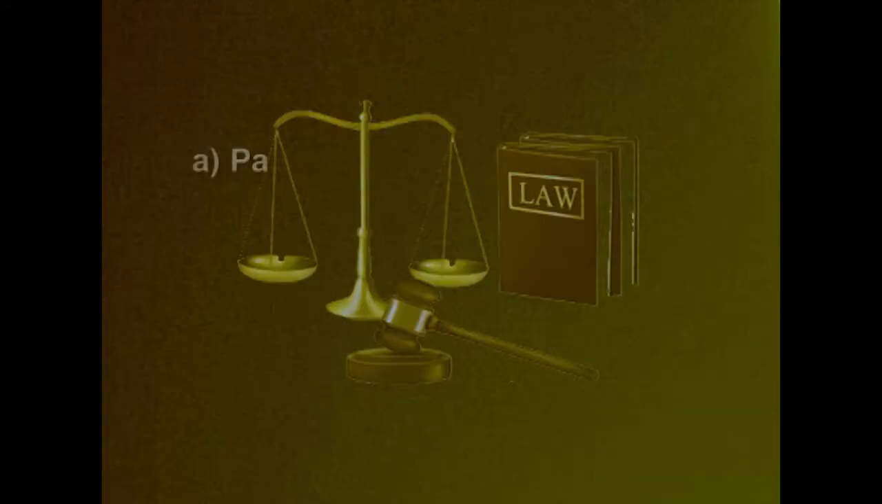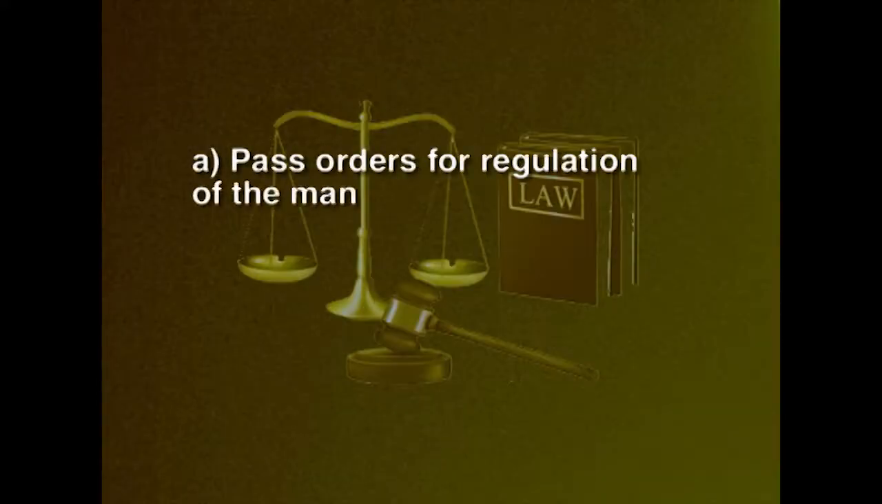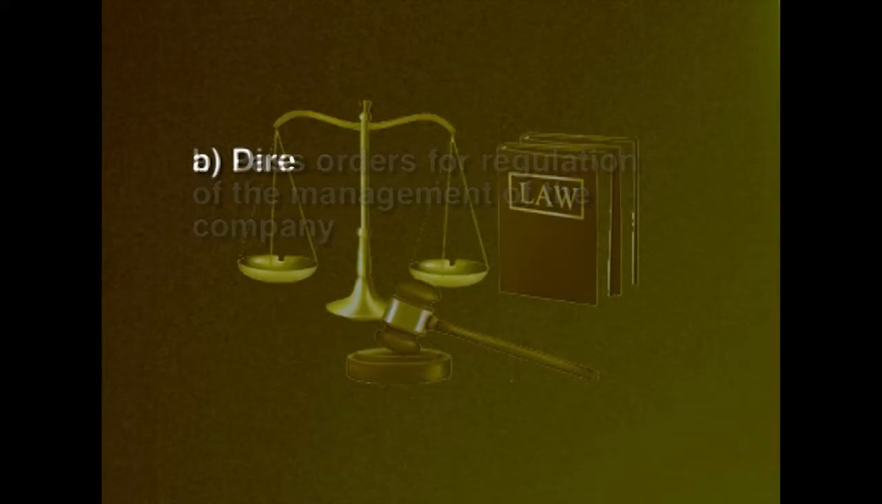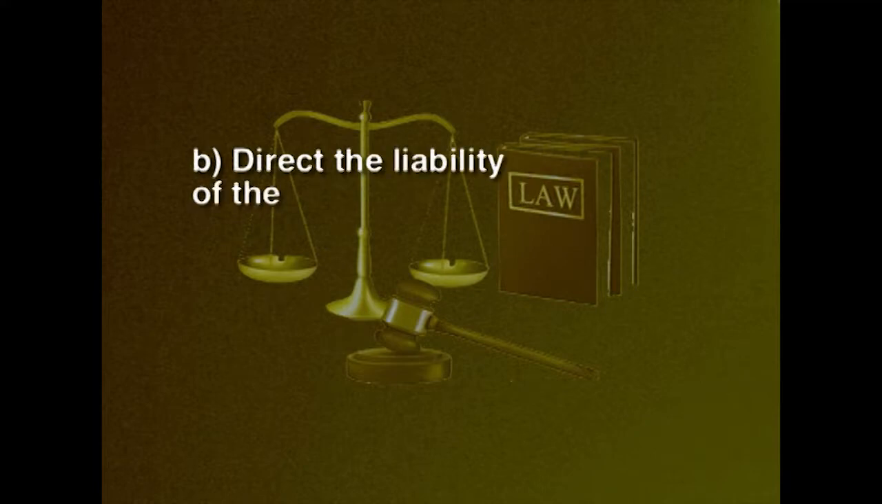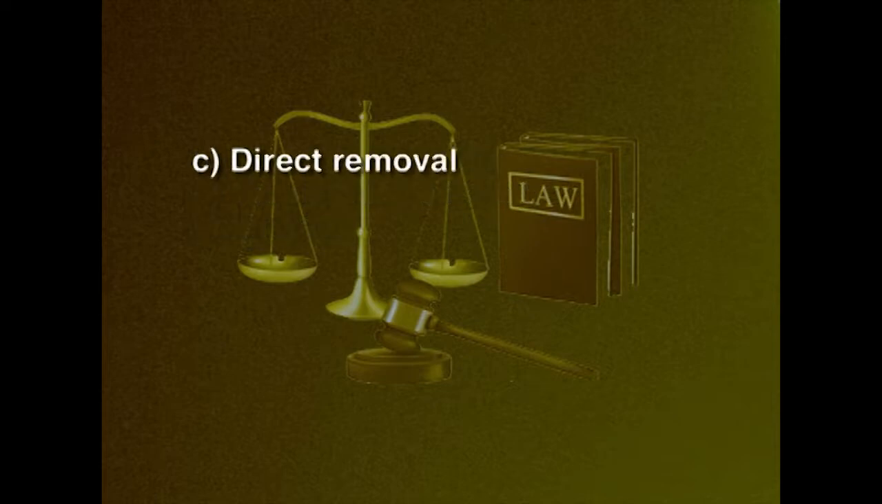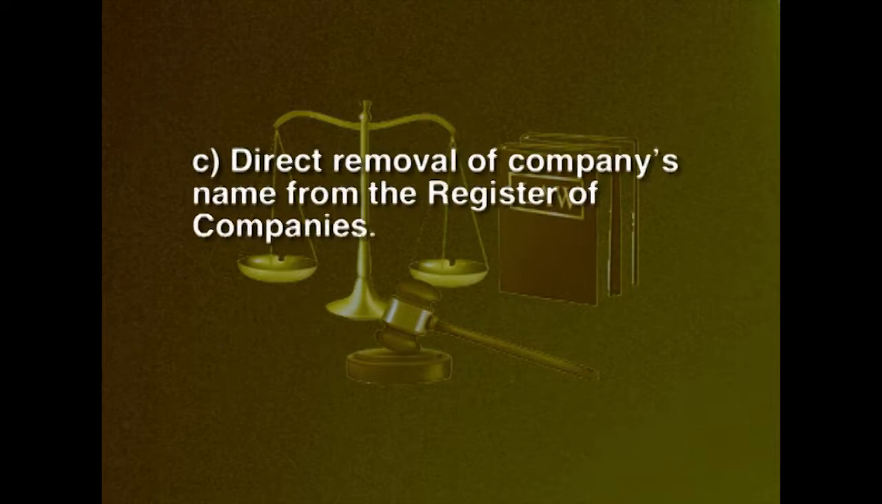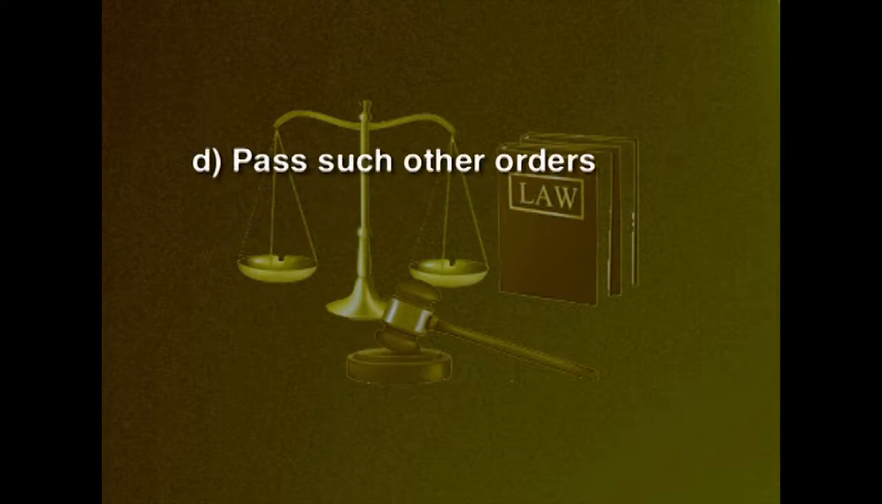In such cases, an application can also be made to the tribunal, which may, according to its satisfaction, pass any of the following orders. A. Pass orders for regulation of the management of the company. B. Direct that the liability of the members is to be unlimited. C. Direct removal of the company's name from the register of companies. D. Pass such orders as it may deem fit.